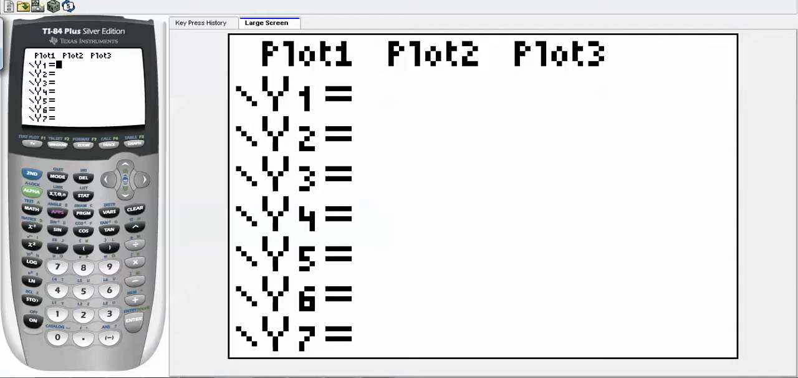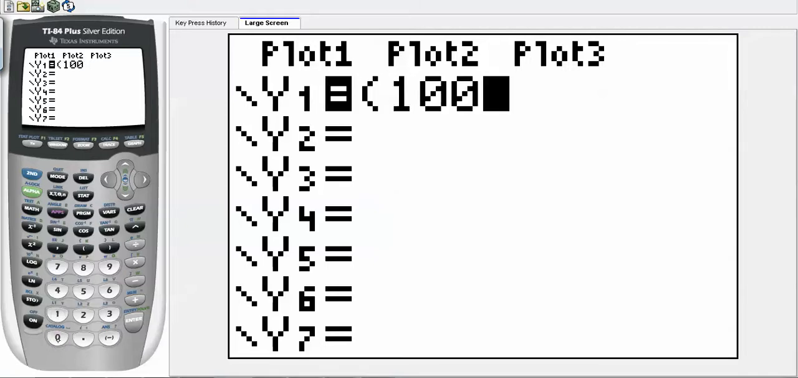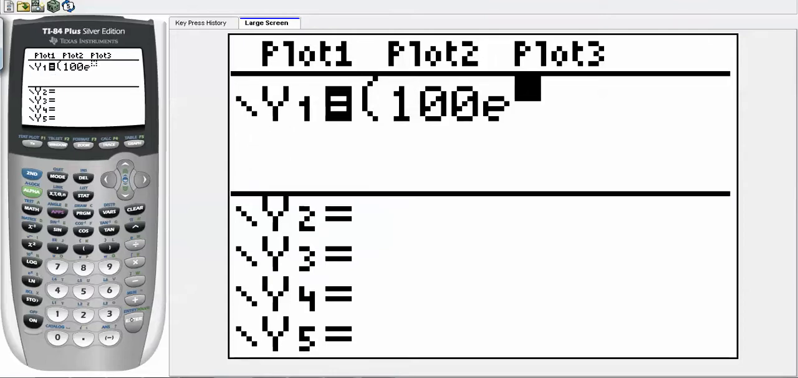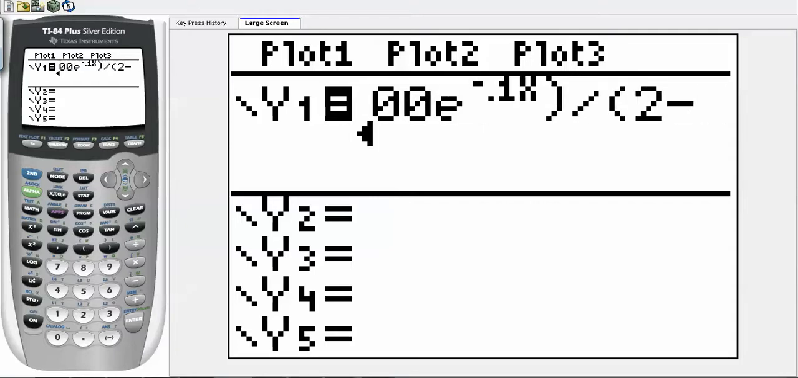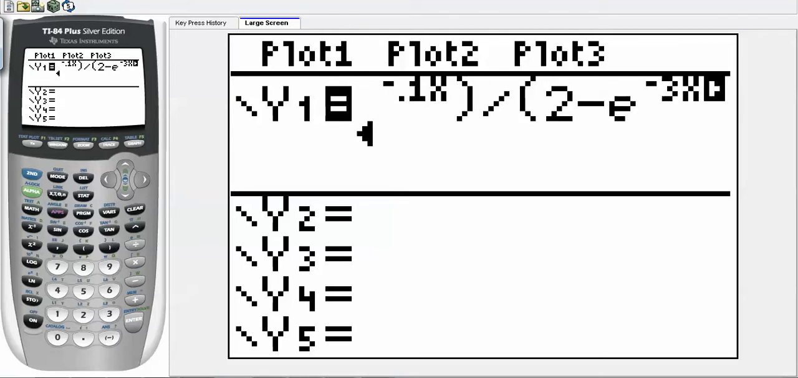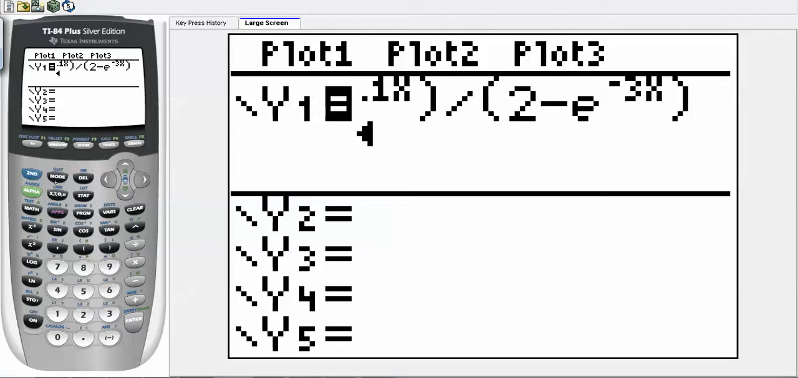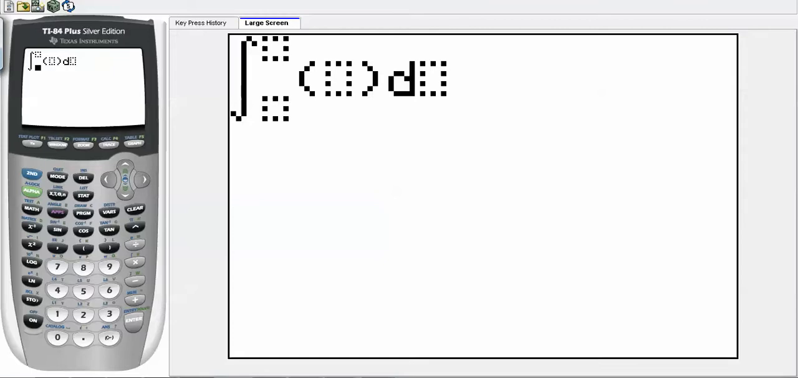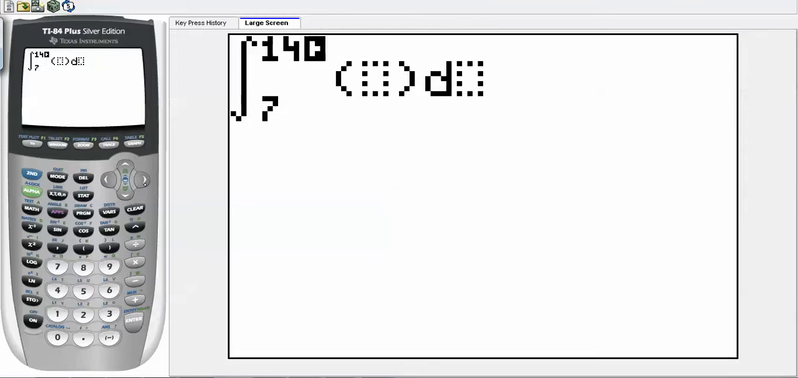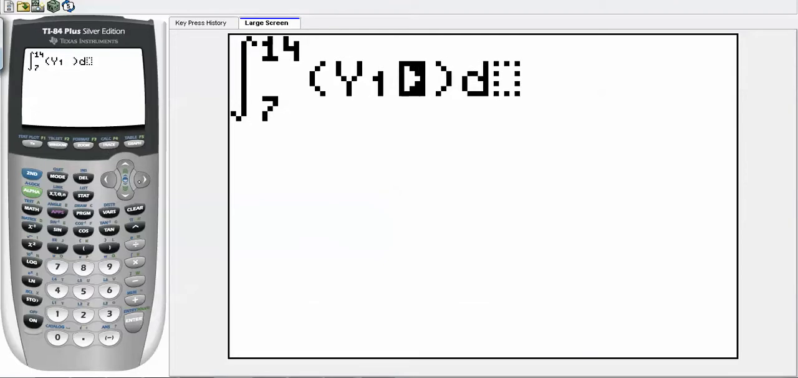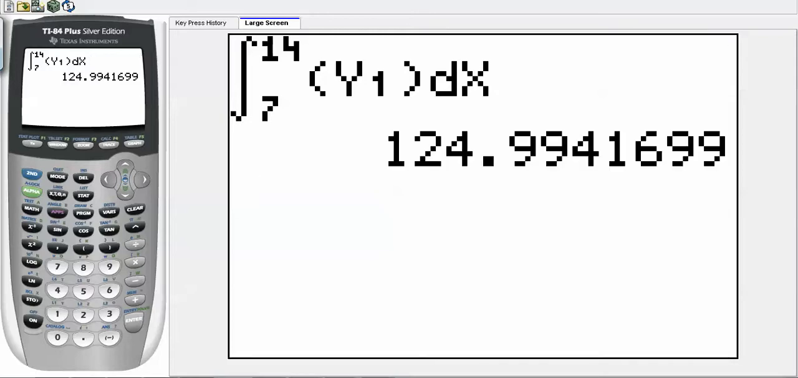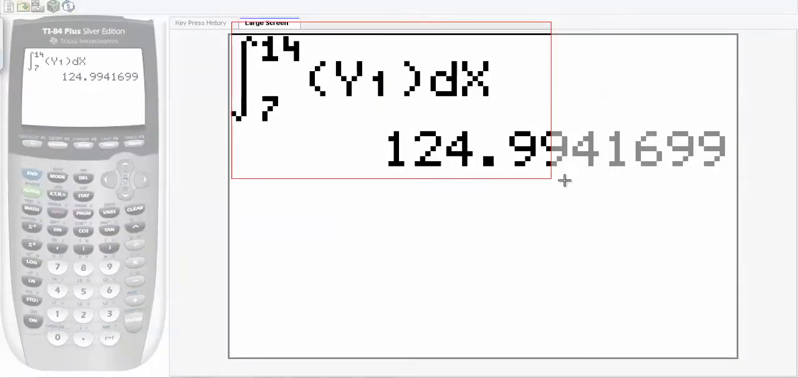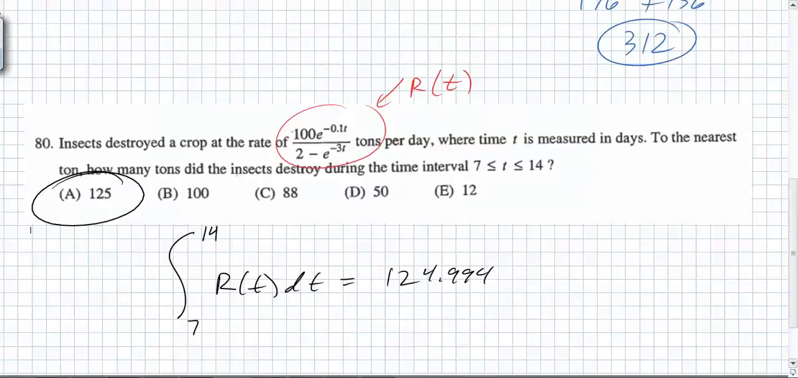Yay! So what do you do first? You enter in the function. What is the function? Parentheses what? What was it? Someone read it to me. 100. Yep. 0.1x, like that, right? Divided by what? 2 minus what? Like that. There's your function. So you quit out, and if you have the updated operating system, it's going to look like this. And you're going from 7 to what? 14. And then if you do this, you get y1, and you have dx. If you do it on your other calculator, you have to put the function in, so type it in properly. It'll look a little different because it'll probably be flattened out.